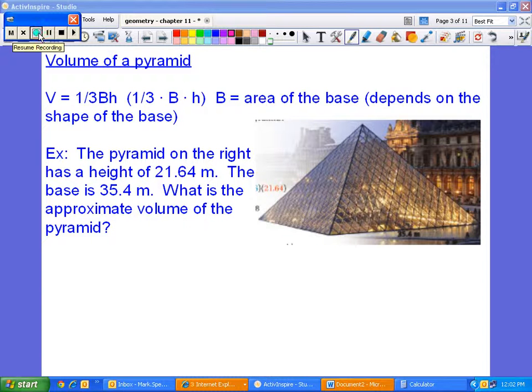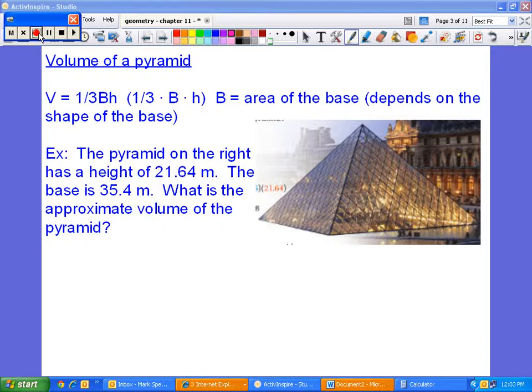The next shape that we're going to talk about is a pyramid. And here you can see the volume of a pyramid, a little bit different. It's 1/3 times the area of the base times the height. And again, the area of the base will depend on the shape of the base.